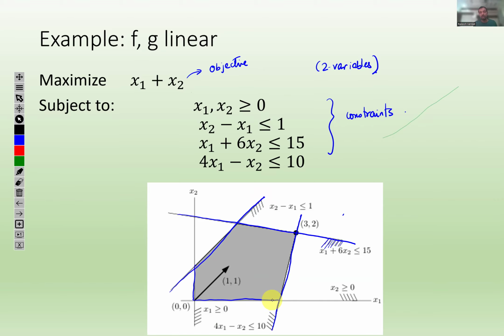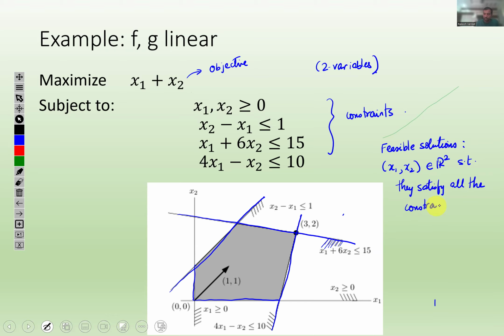gives me the possible domain that x1 and x2 can vary in, or what I call the feasible solutions. Feasible solutions are pairs x1, x2, in this case in R2, such that they satisfy all the constraints. Okay, and I want to find the optimum of a certain objective function, in this case x1 plus x2.